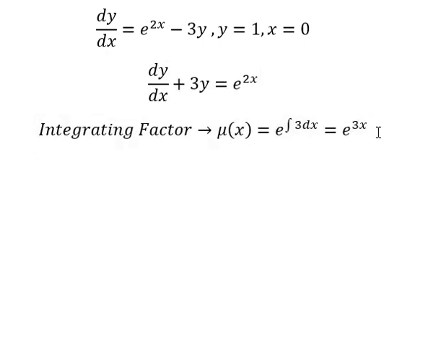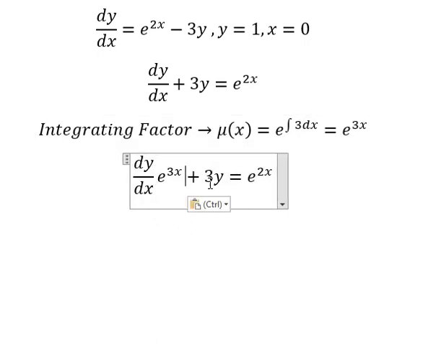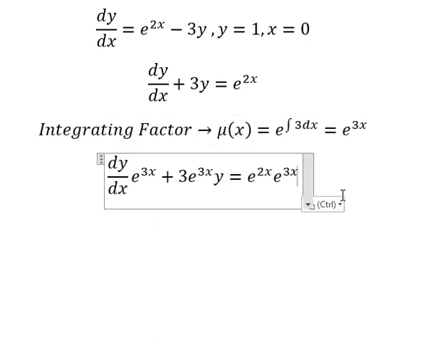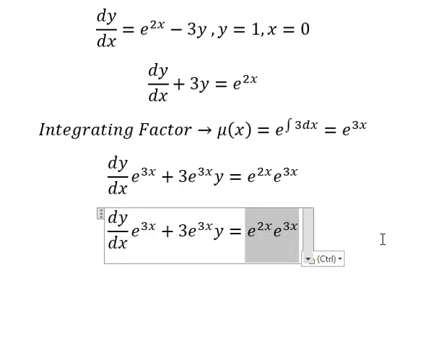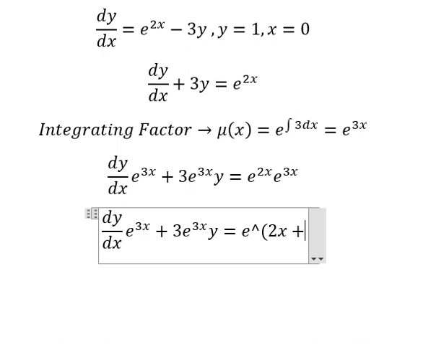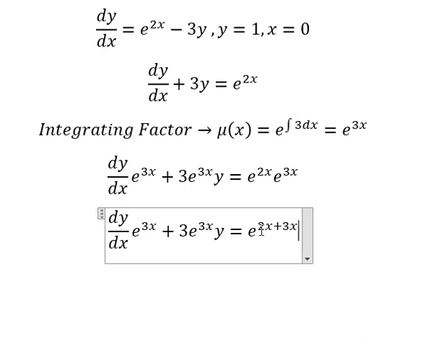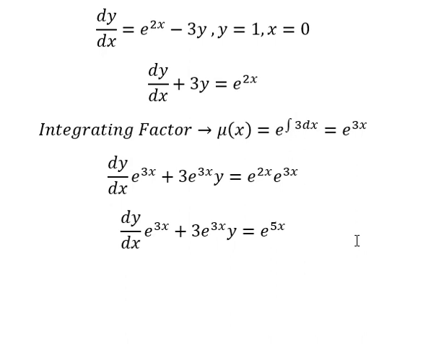That means we need to multiply both sides by this. So this one is e to the power of 2x plus 3x, and that is 5x. Next, we put the integration on both sides.